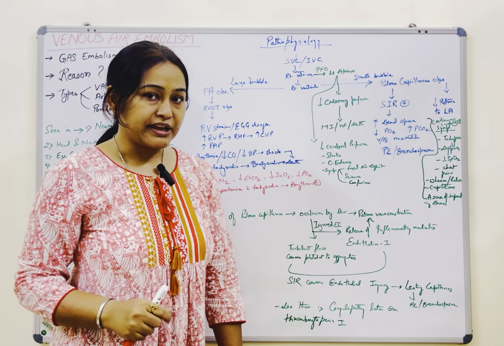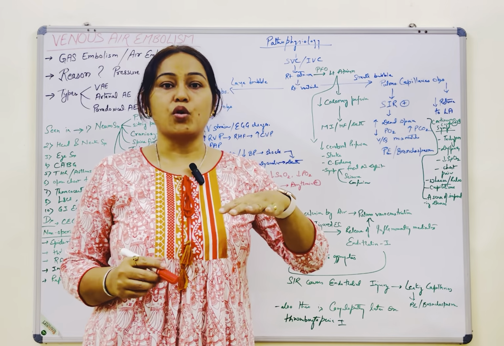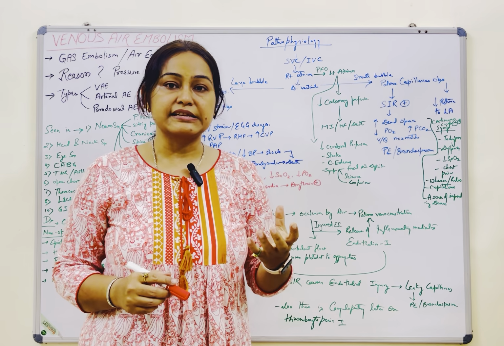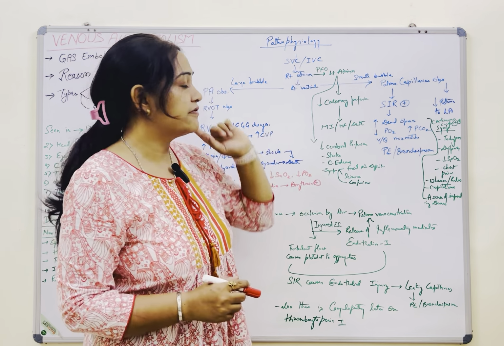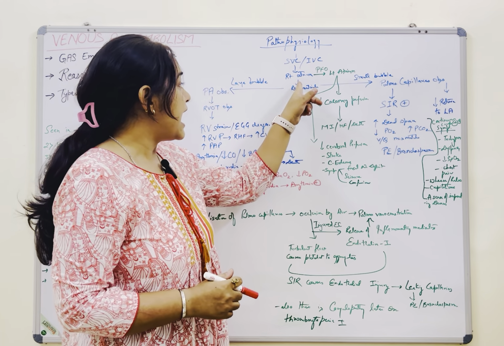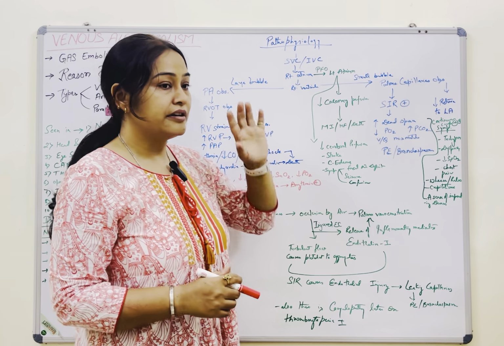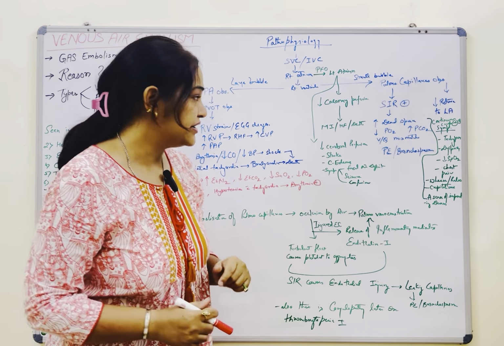Talking about the pathophysiology, okay, now the air is absorbed or sucked into the venous system. Then it goes ultimately into the right atrium via the superior vena cava or inferior vena cava. Now it is coming to the right atrium, and through the right atrium it flows into the right ventricle.